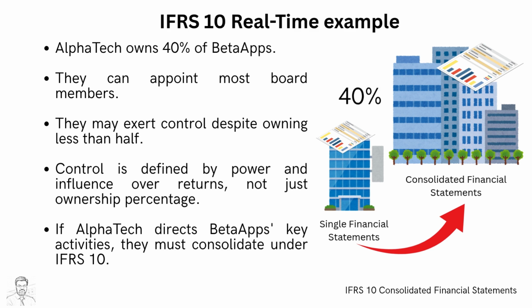Now, let's tweak this a bit. What if Alphatech owned only 40% of Beta Apps, but still had the right to appoint most of the board members? Now we've got an interesting case. Even though they own less than half, they might still have control. Why? Because control isn't just about percentage, it's about power and the ability to affect returns. So if Alphatech could still direct the key activities of Beta Apps, then under IFRS 10, they'd still be required to consolidate. All right, I hope that makes the concept of control a little more real.